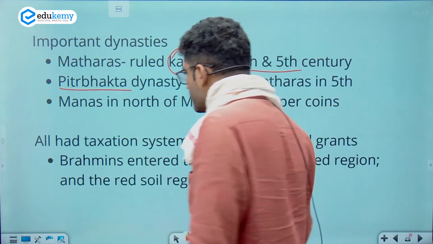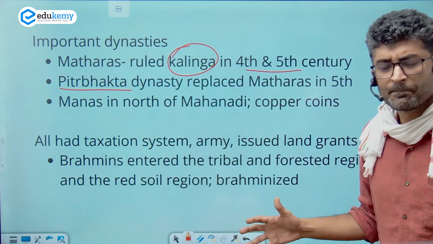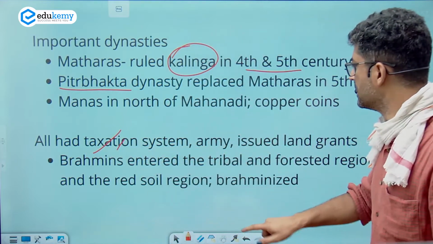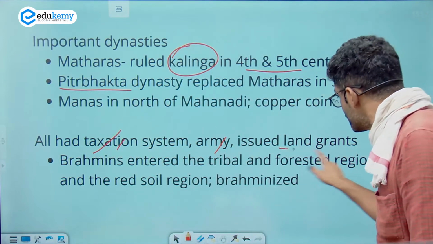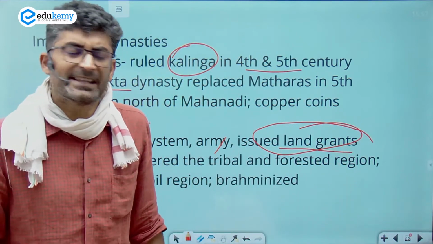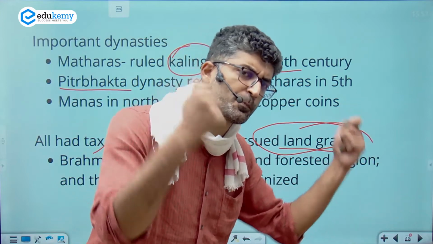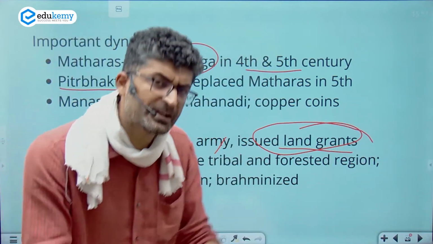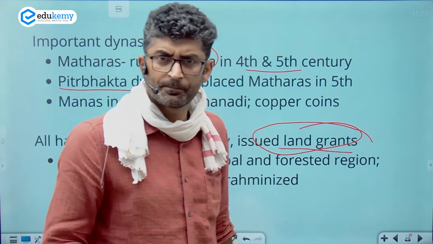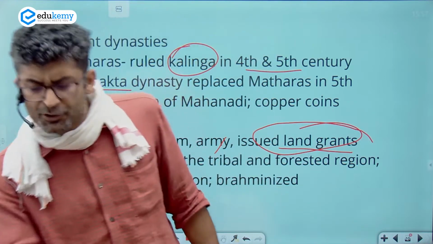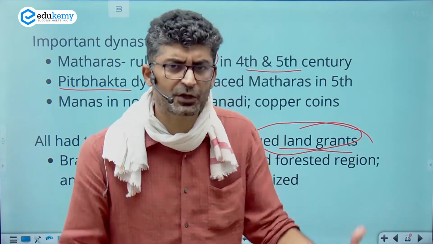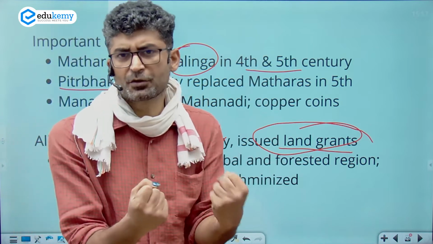All of these kingdoms that we're talking about here had their taxation system, an organized army, and they issued land grants. They gave huge tracts of land to Brahmins. Why? Because Brahmins had knowledge of calendars, seasons, agriculture. They also knew about Arthashastra. So all the knowledge of the society was being controlled by this group.